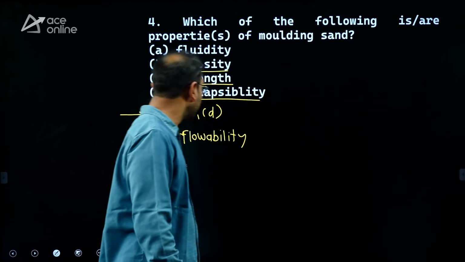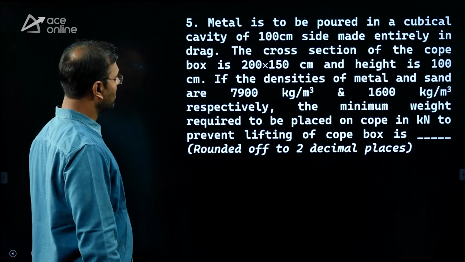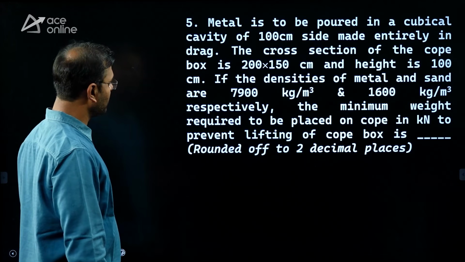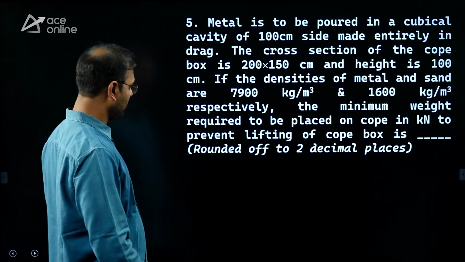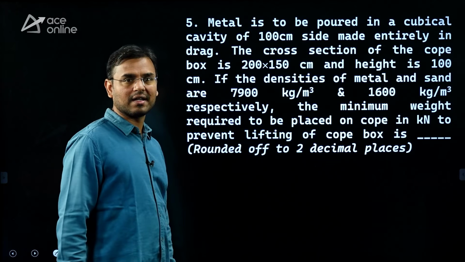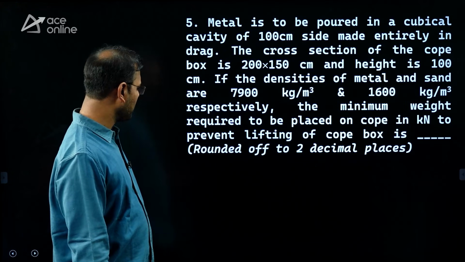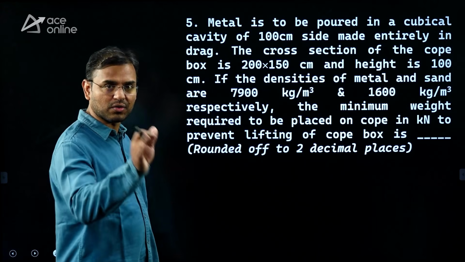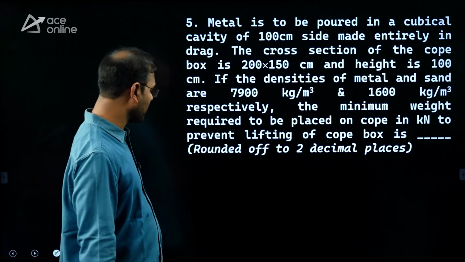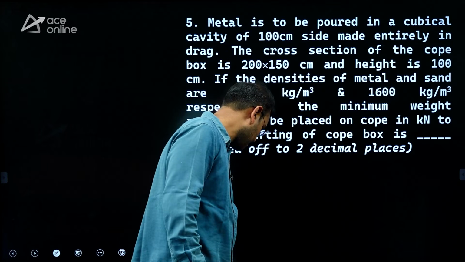Now next, one question is here. Try to read the question and write the given data. Then I am also going to solve it here, but please read the question and try to write the given data.